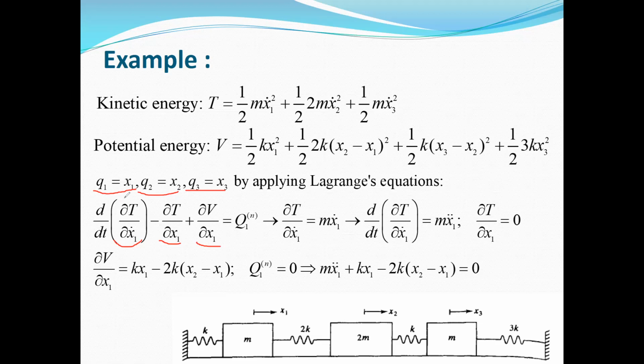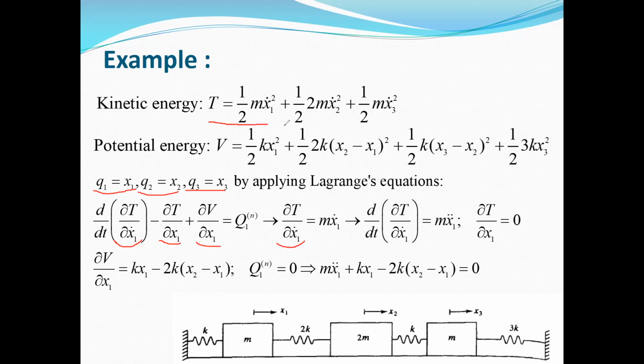So the partial derivative of T with respect to x1 dot and x1 must be calculated, as well as the partial derivative of V, or potential energy, with respect to x1. So the first step, we calculate the partial of T with respect to x1 dot.